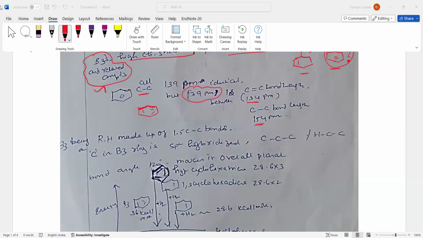So what does it mean? It means the pi electron is not localized. It is not just present here. It is actually present throughout. That is what it means. You need to copy this one.